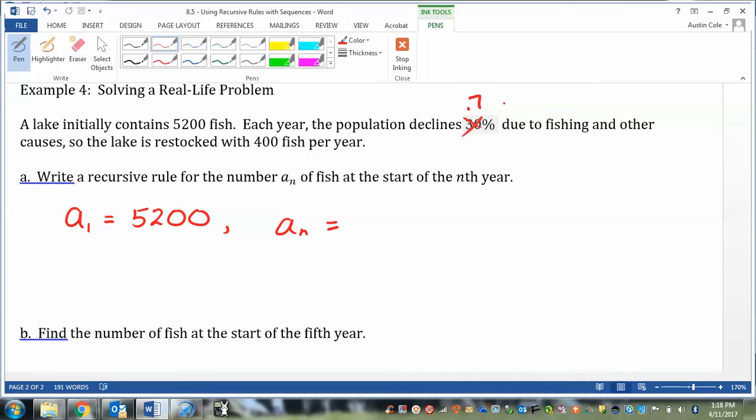Okay? So the population of fish is going to be 0.7 times what? A sub n minus 1, the year before. Okay? So to find the population of any given year, take 0.7 times whatever the population was the year before it.